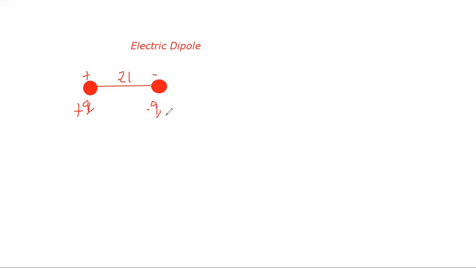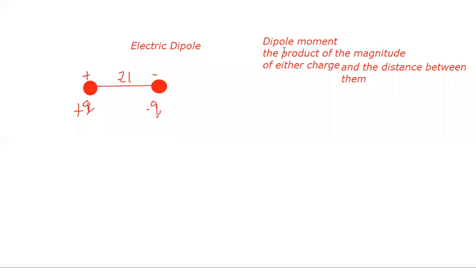Okay. Now, as it is a dipole, it has a moment. So, what is dipole moment? Dipole moment is the product of the magnitude of either charge and the distance between them. In our case, since the distance between them is 2L and the magnitude of the charge is q, the dipole moment, represented by p vector, is a vector quantity, p vector is equal to q magnitude into 2L.